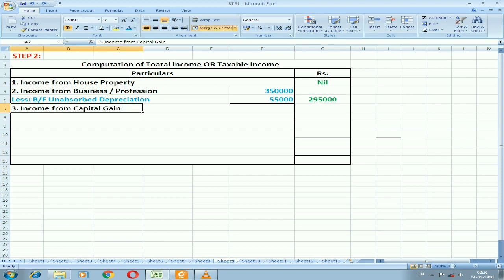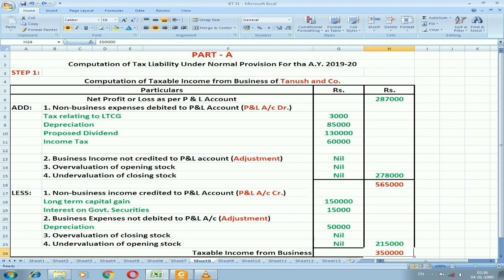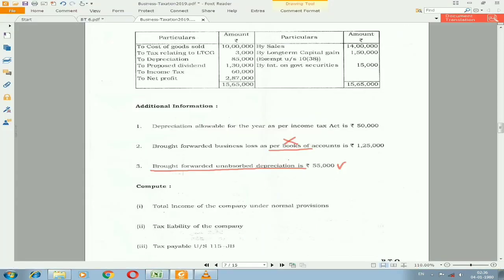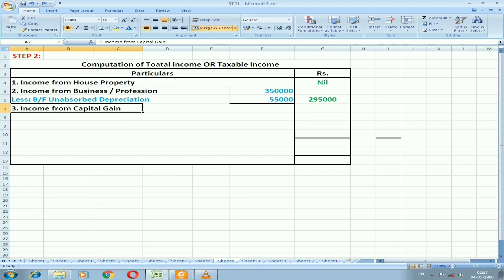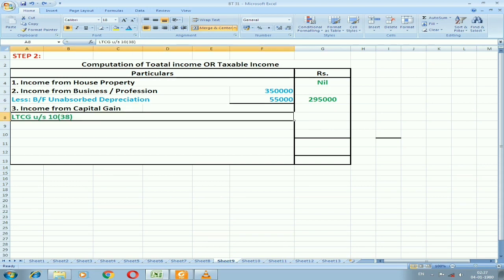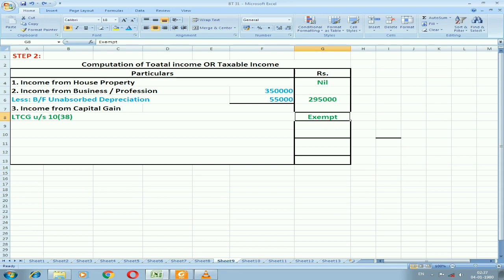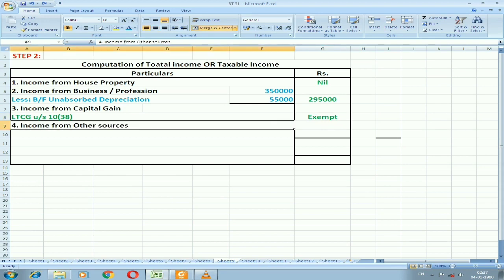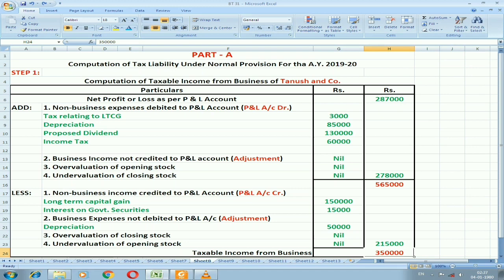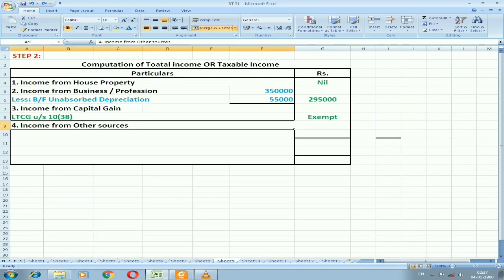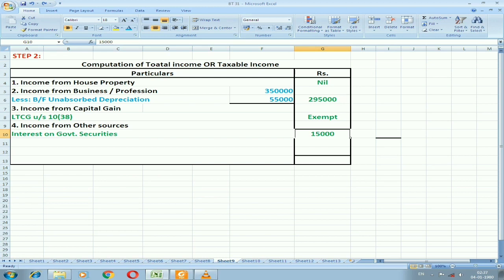Then we need to take income from capital gain, as we have one capital gain, as you can see here, long-term capital gain. They have said it is exempt. So now we can consider that income as exempt, which is under section 10(38). Because section 10(38) relates to long-term capital gain on equity shares which are traded on the stock exchange. Then we have income from other sources. We have one income, interest on government securities, which will come under that, amount of 15,000. So let us do the total. Gross total income will be 3,10,000.